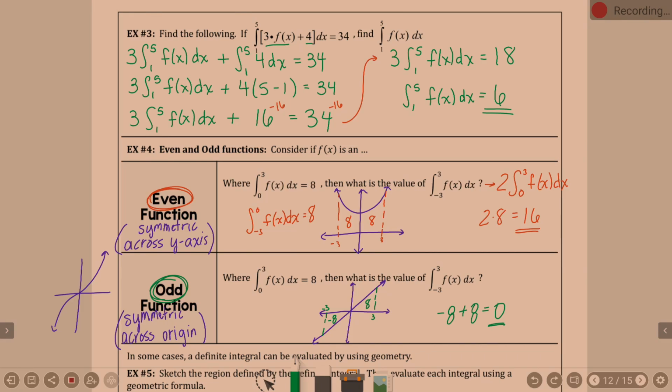So, okay, ready to go draw some pictures? See how your graphing skills are?